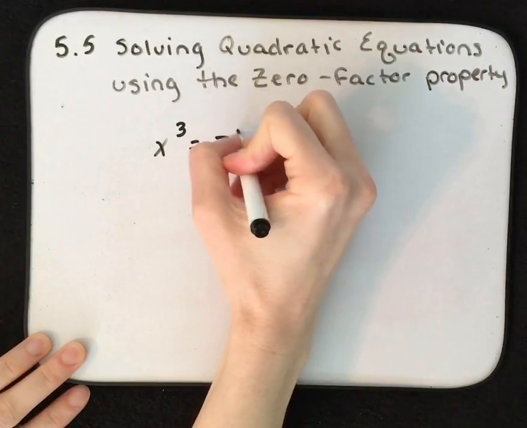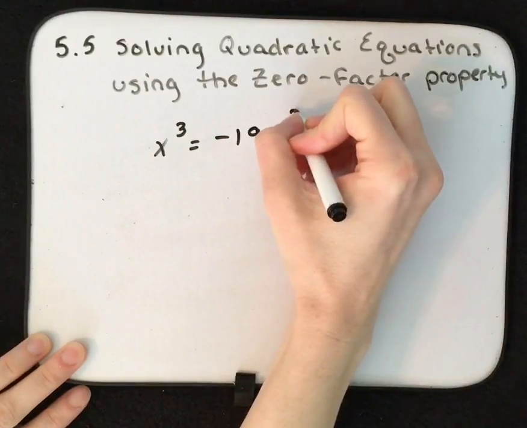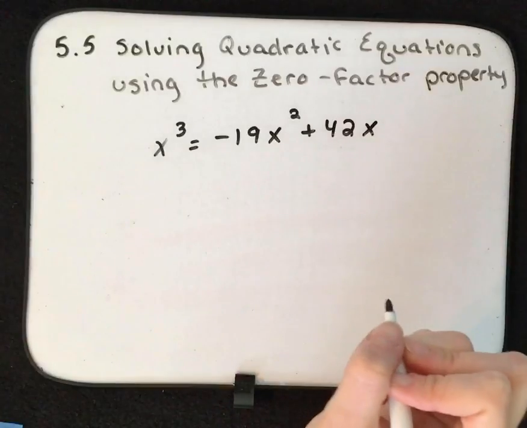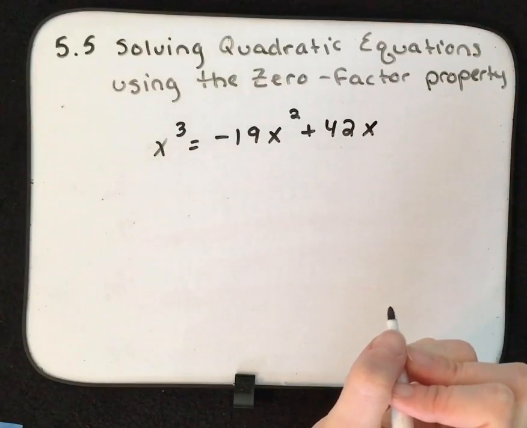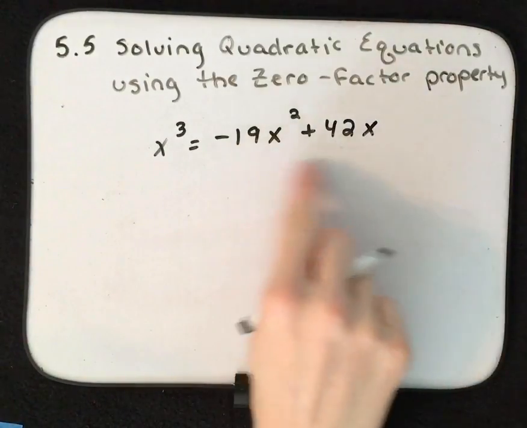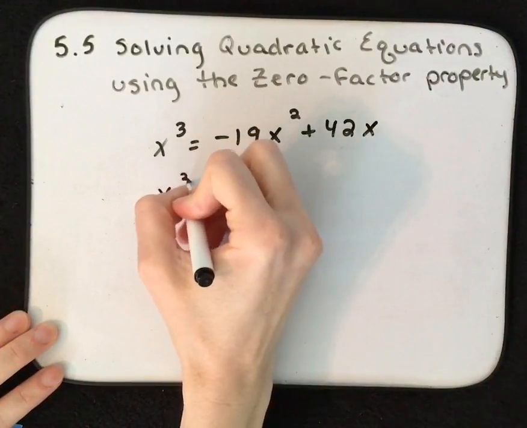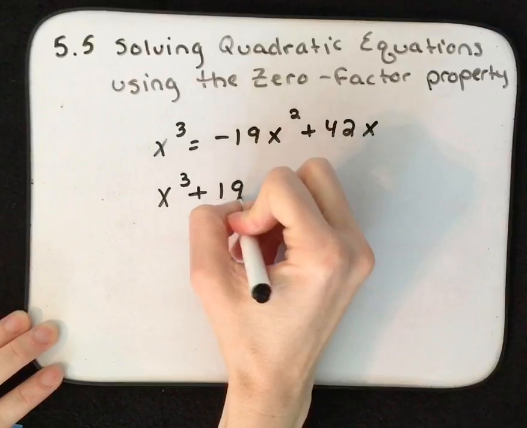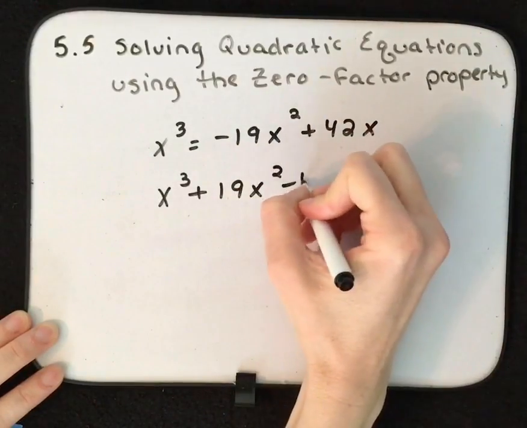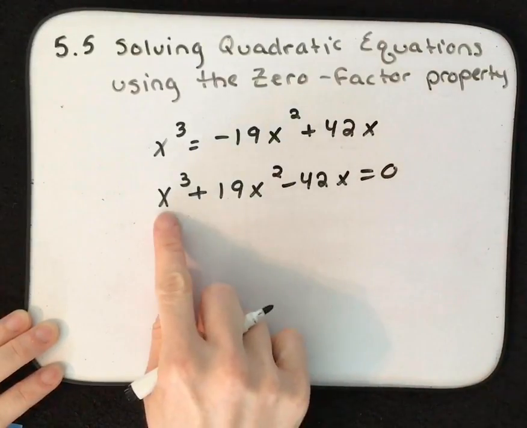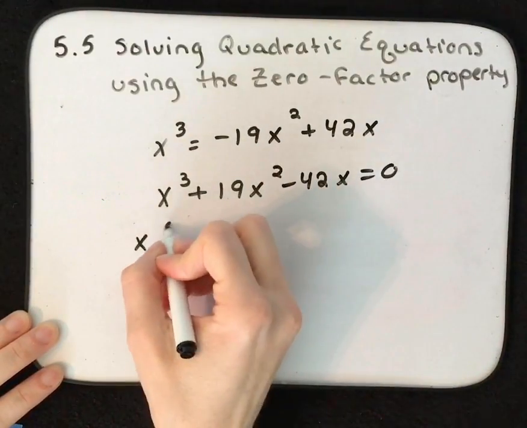X to the third equals negative 19x squared plus 42x. Well, this won't work. We have to have it equaling 0. So let's do some cleaning. I don't like the negative right here, so let's move that over. So we have x to the third plus 19x squared minus 42x equals 0. Hopefully you're noticing an x in common, so let's pull that out.